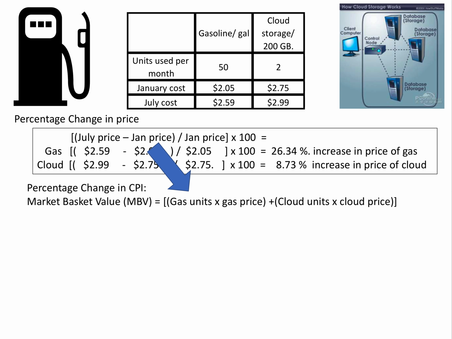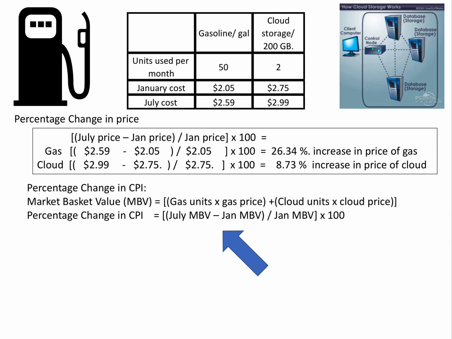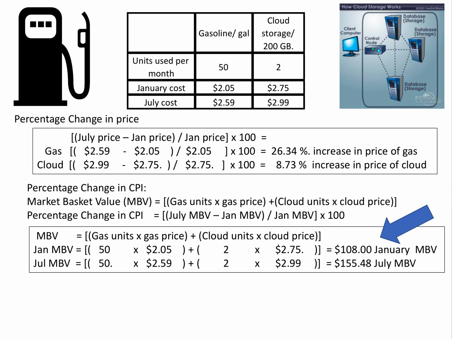Okay? So that's going to be the first part, and then to actually get our percentage change, we're going to take the July market basket value, subtract the January market basket value, take that answer and divide it by the January market basket value, and then multiply that by 100. So let's do that calculation. And again, you see here that we have the gas on the left part of the calculation and the cloud storage on the right part.